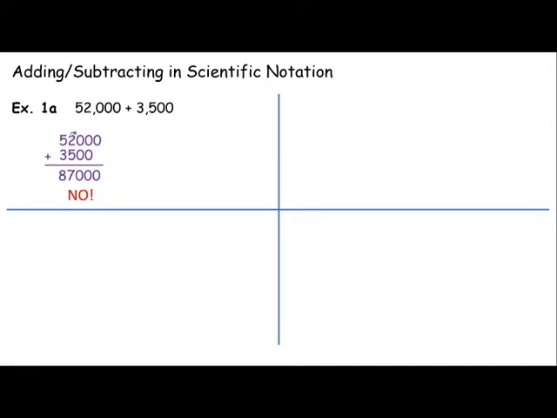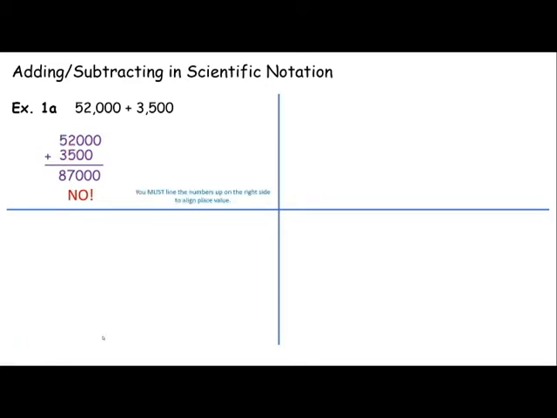Take a look right here. You have 2,000 plus 500 giving you 7,000. That doesn't make any sense. Here you've got 50,000 plus 3,000 adding up to be 80,000. That doesn't make any sense either.